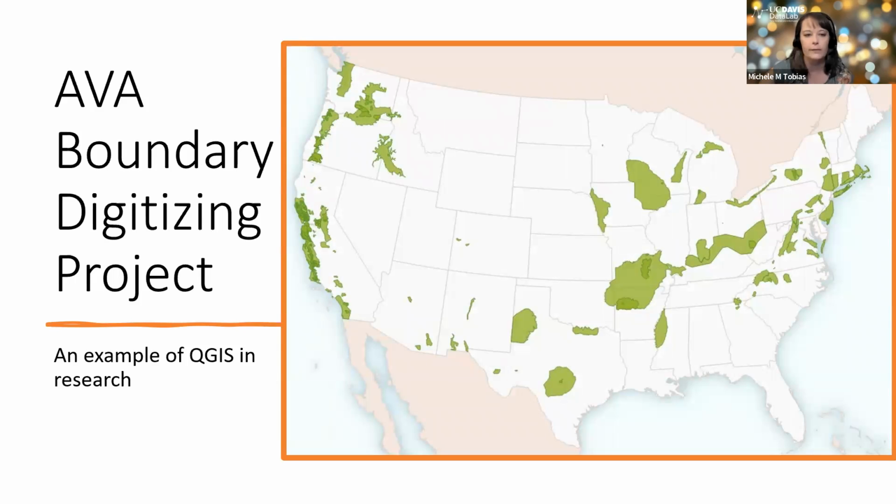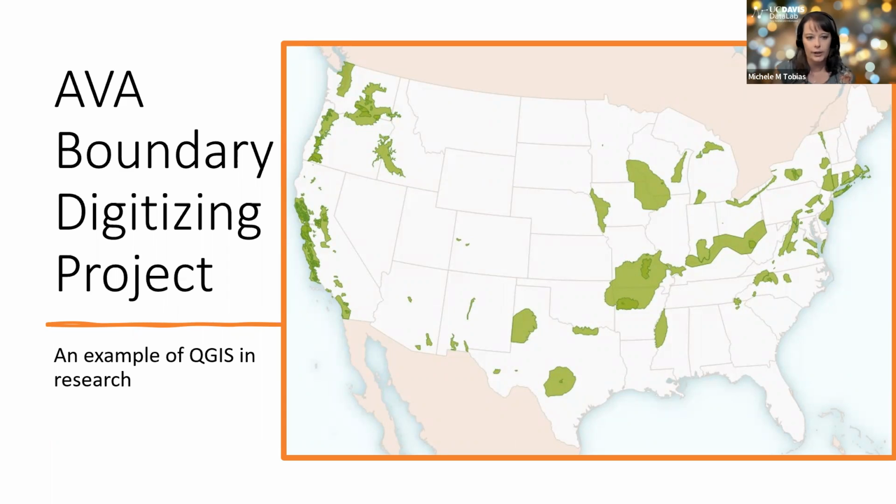So I want to tell you about a project that I think illustrates some of the concepts I was just talking about really well. So this is the AVA Boundary Digitizing Project. And it's a project that's been going on in the UC Davis Library since 2017, so about 5.5 years.